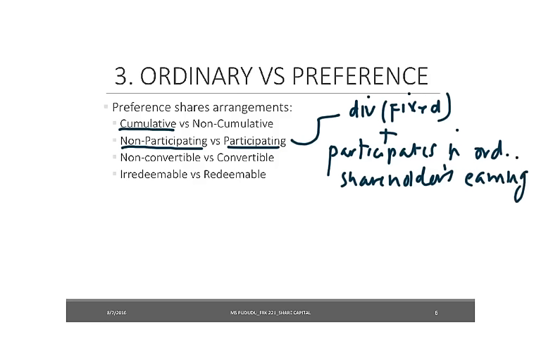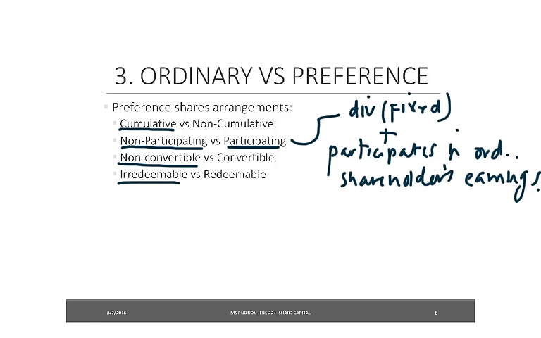So they basically receive two dividends. Then you have your non-convertible and your convertible. Again, your typical preference share is non-convertible. However, should you have a convertible preference share, that just means this preference share will be converted from one class of equity, which is preference shares, to another class, which is ordinary shares. And then finally, you have your irredeemable versus redeemable.